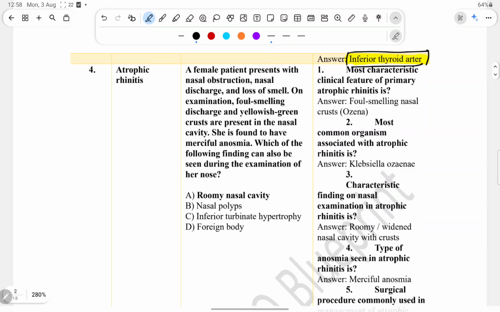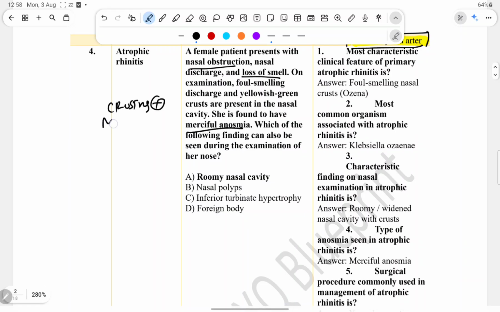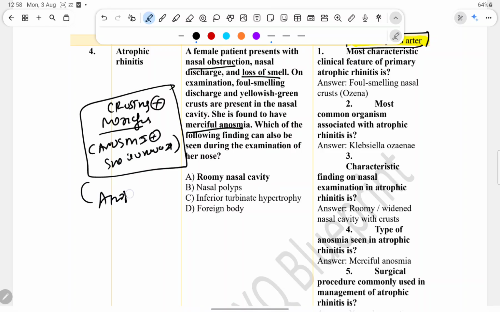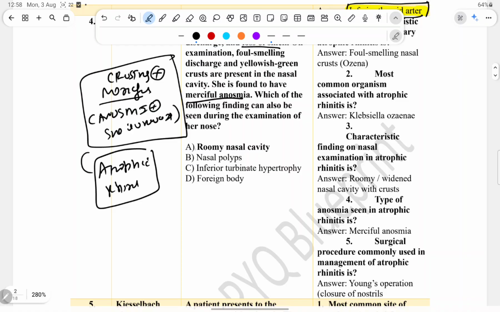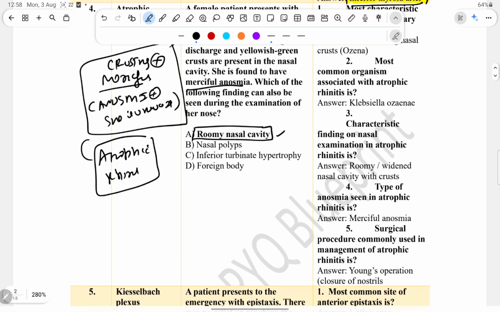Next, let's discuss the question. A female patient presents with nasal obstruction, nasal discharge and loss of smell. On examination, foul smelling discharge and yellowish green crusts were present. Since crusting is present, she is found to have merciful anosmia, that is, anosmia is there, but she is unaware. So it mainly lies due to atrophic rhinitis, and in atrophic rhinitis there is a paradoxical thing: there is a roomy air cavity, but despite the roomy air cavity, nasal obstruction is present due to the crust formation.